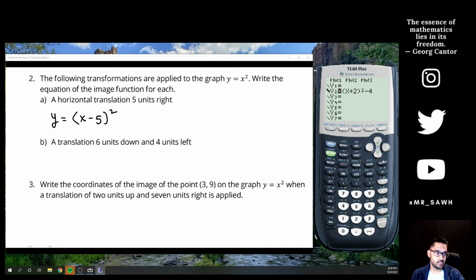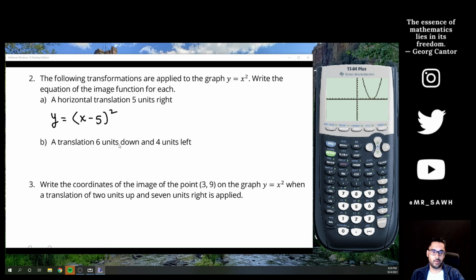And you can graph this to check. So (x minus 5) squared, graph. The original one should be at (0, 0), and the new one is 5 to the right. Okay, so there it is. There's what it looks like.